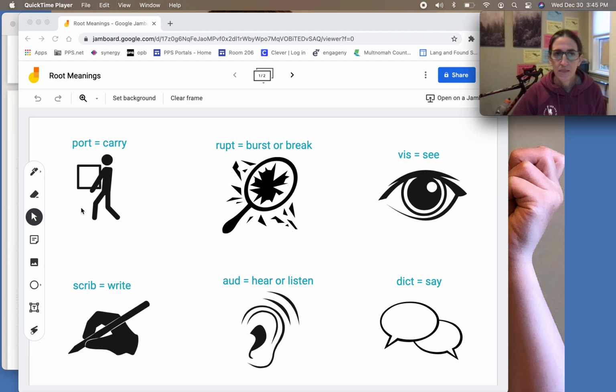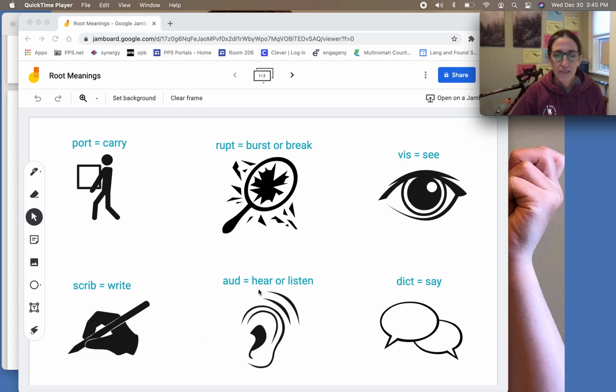Port means to carry, like if something is portable. Rupt means to burst or break, like rupture. This glass just ruptured. Viz means to see, like visual. Scrib means to write, like the word scribble.